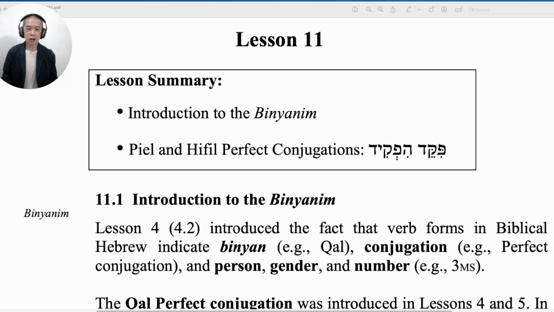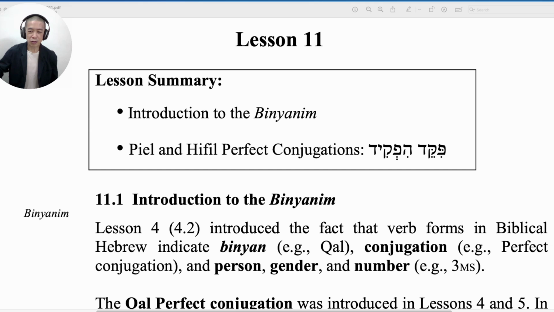In this lesson, we're going to take a look at the Binyanim, which means buildings in Hebrew, which is the verb system used in Biblical Hebrew. And we're also going to take a look at the Piel and Hifil perfect conjugations. Introduction to the Binyanim.